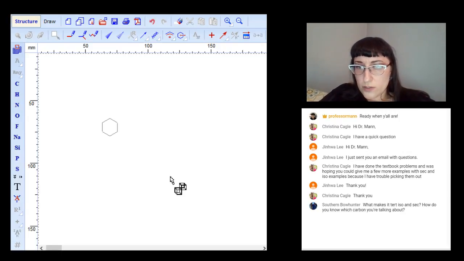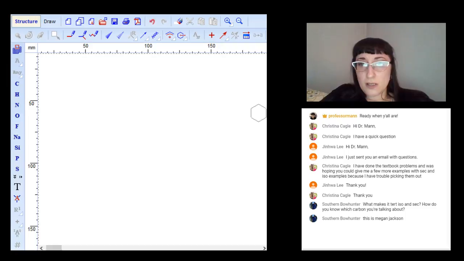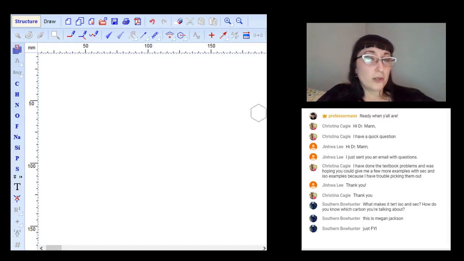Hi, Southern Bow Hunter, whoever you are. Makes TERT, ISO, and SEC. They're just basic definitions. Oh, hi, Megan. They're basic definitions. They're in your notes and they're in your book. So, I mean, it's just a basic definition of a specific type of structure.